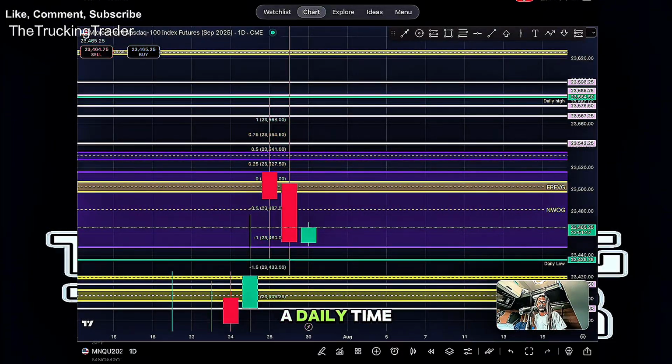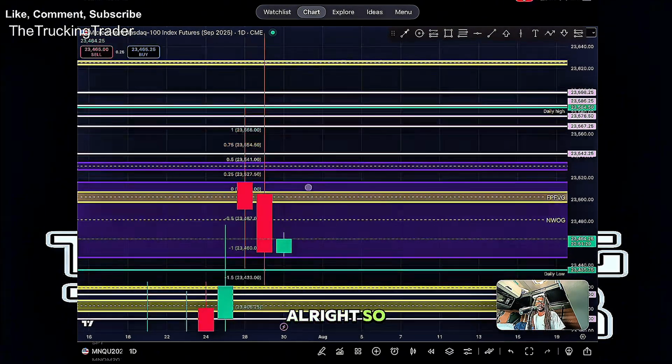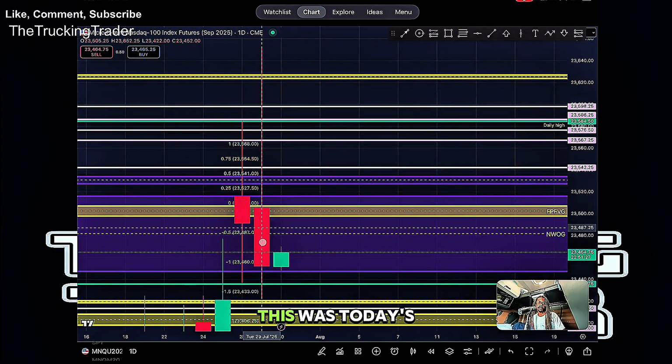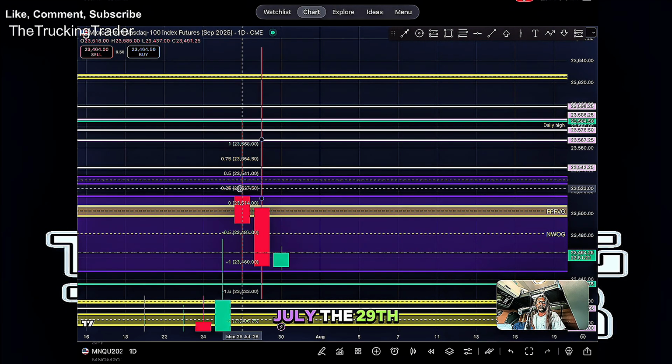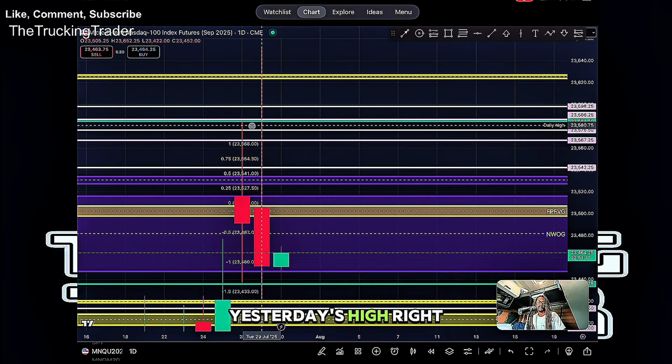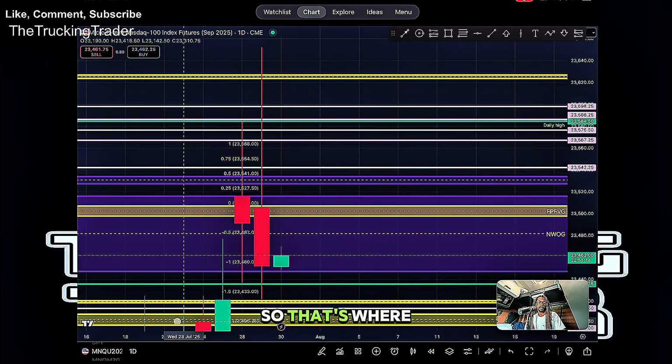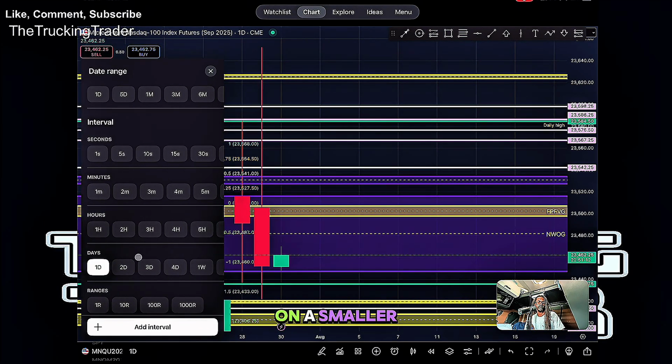So starting on a daily time frame, you guys. Starting on the daily time frame. Now my mouse don't want to work. There we go. All right, so this was today's price action. Tuesday, July the 29th. Price has started out, we broke above yesterday's high, right? So that's where I'm going to take you guys to on a smaller time frame.